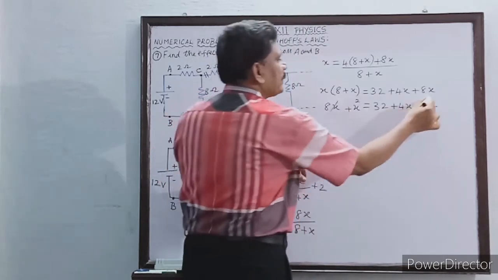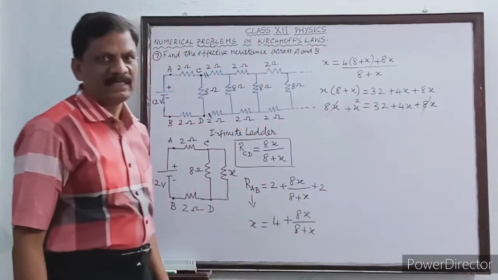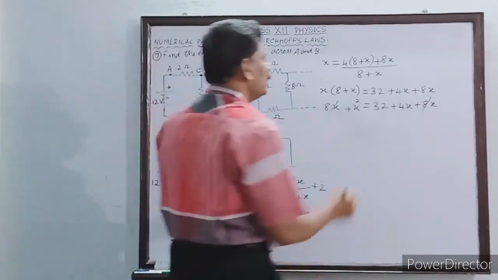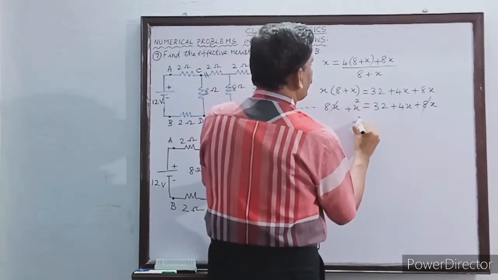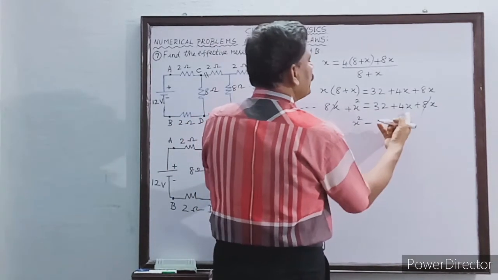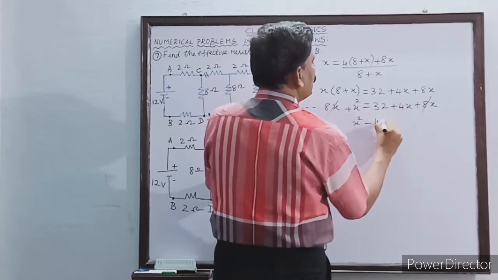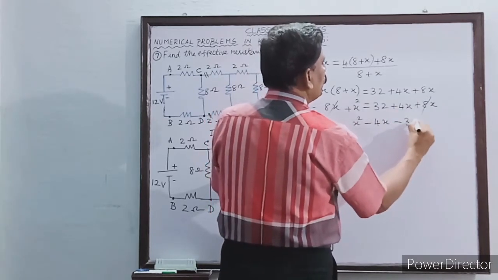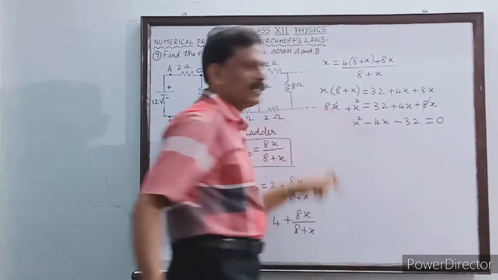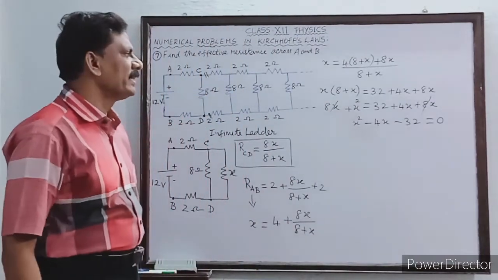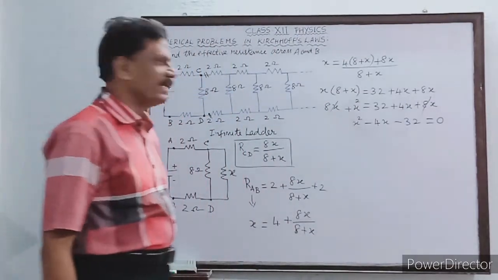So this 8x and 8x can be cancelled on both sides. It will be a simple step of calculation. So remaining is what? X square. You bring this minus 4x and minus 32. This is equal to 0. This will be a quadratic equation in x. So we have to find the value of x.